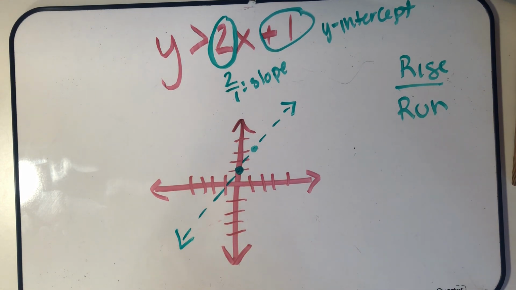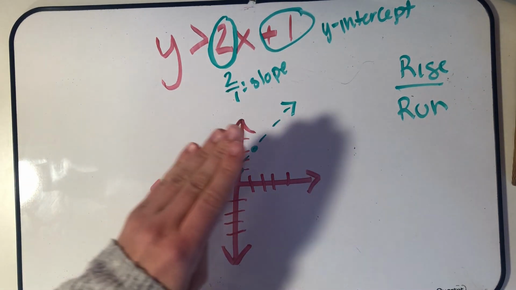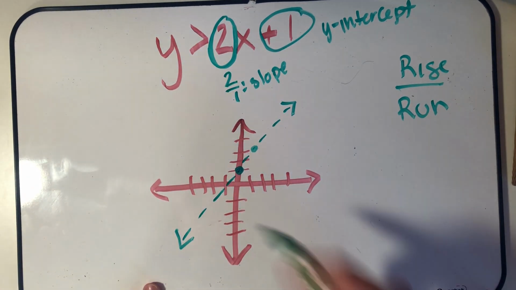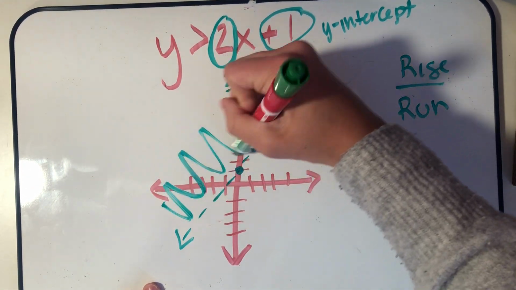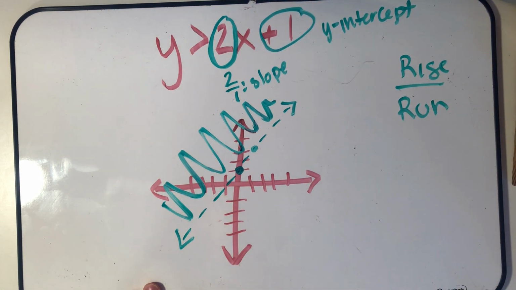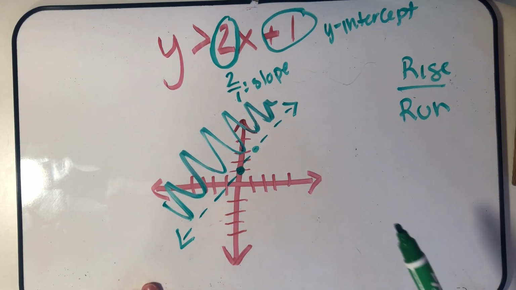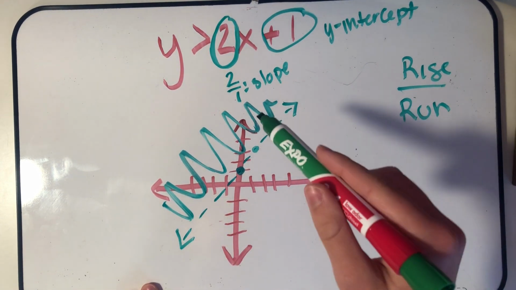And now we have to think about our shading. Do we shade up or do we shade down? Since this is greater than, we shade up. I'm not going to shade it in all the way just to save my markers, but you get the idea. So that is how you graph both a linear function and a linear inequality. There's a lot of similarities. The differences just come when you actually start graphing.